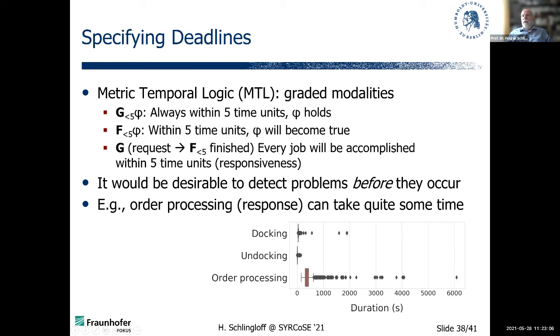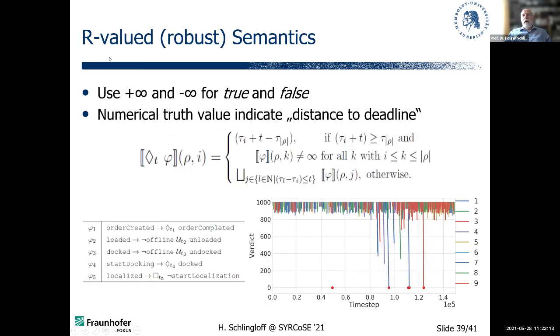And you want to do something about it. So we defined robust semantics for this logic, which can predict, and the truth value of a formula is the distance to a deadline. So with these formulas, we can predict that problems are going to occur, and we can take measures.